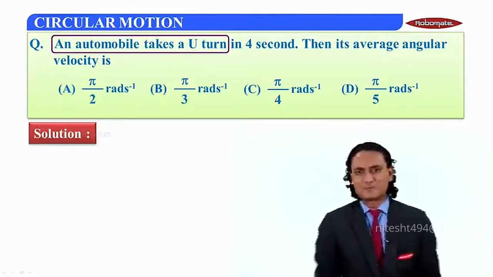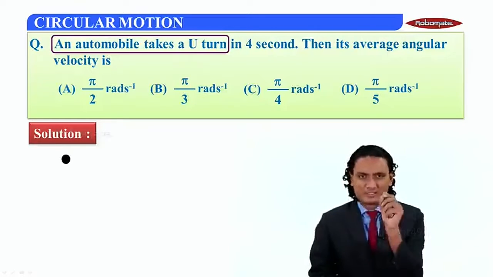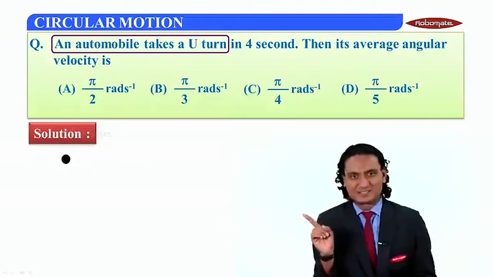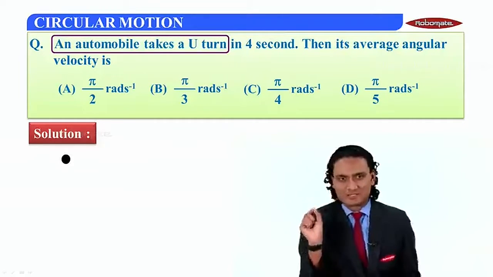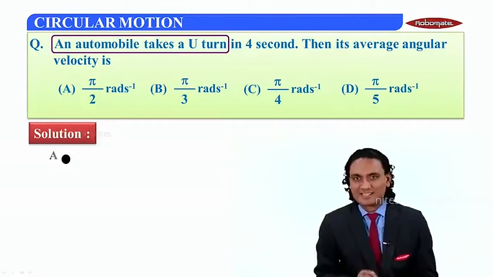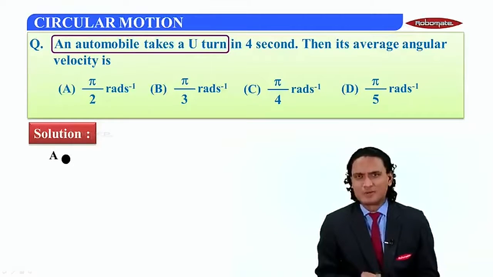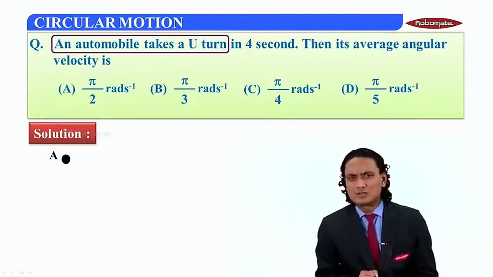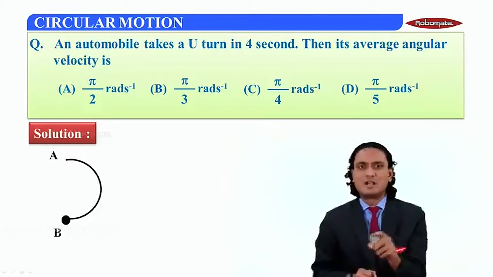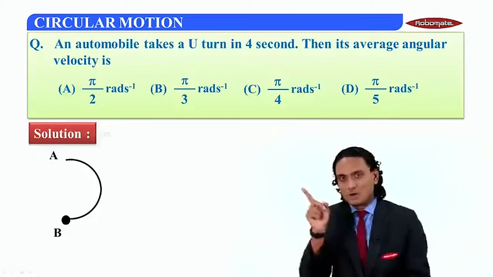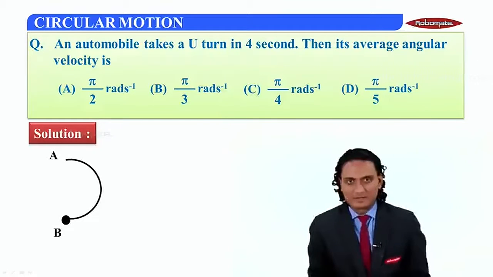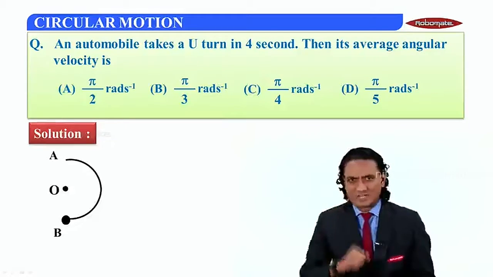Now, let this point be an automobile. Don't laugh. In physics, this automobile can be considered as a point object. It is at point A. Now it is going to take a U-turn. U-turn means a semicircle. Now the automobile has taken a U-turn and reached another point B. O is the center of that semicircle.